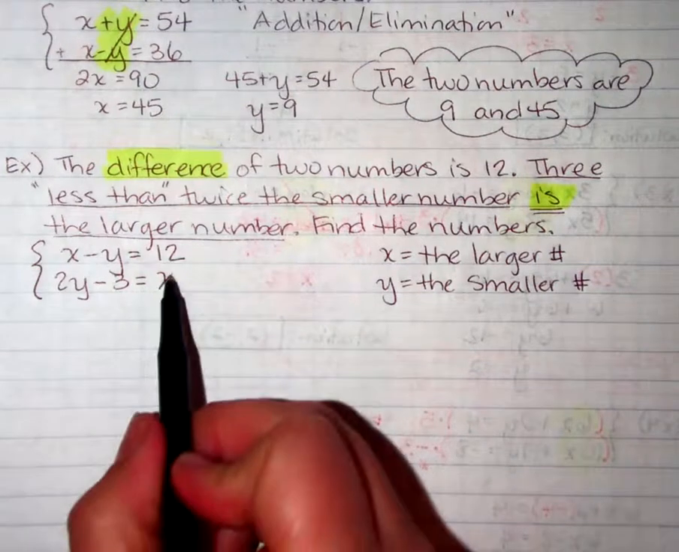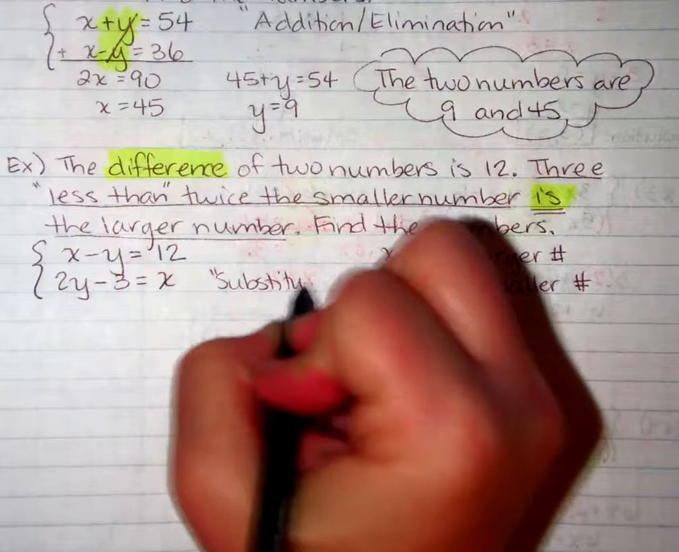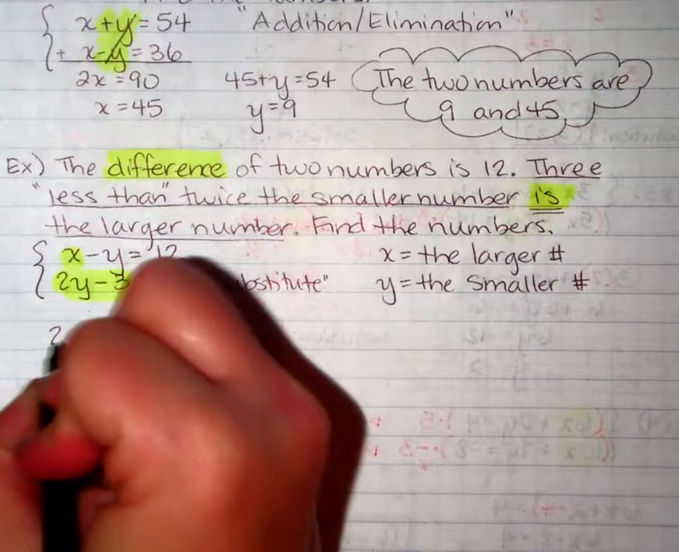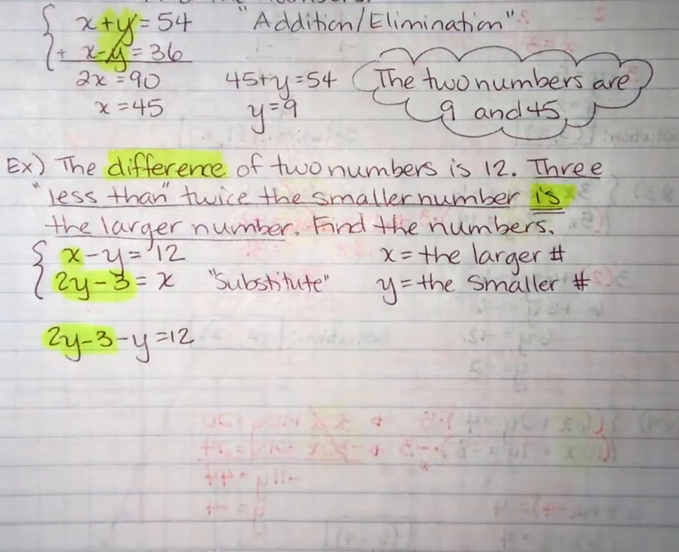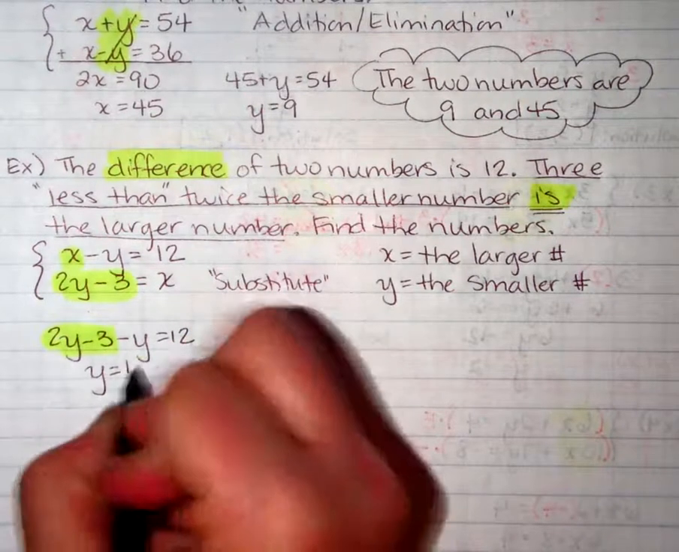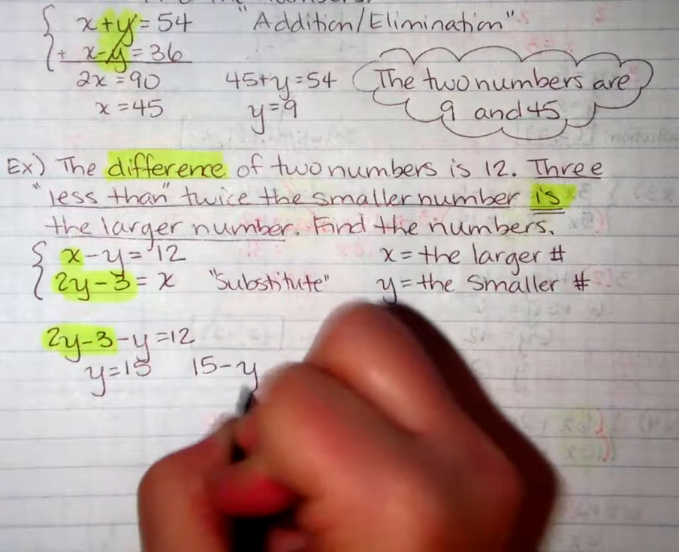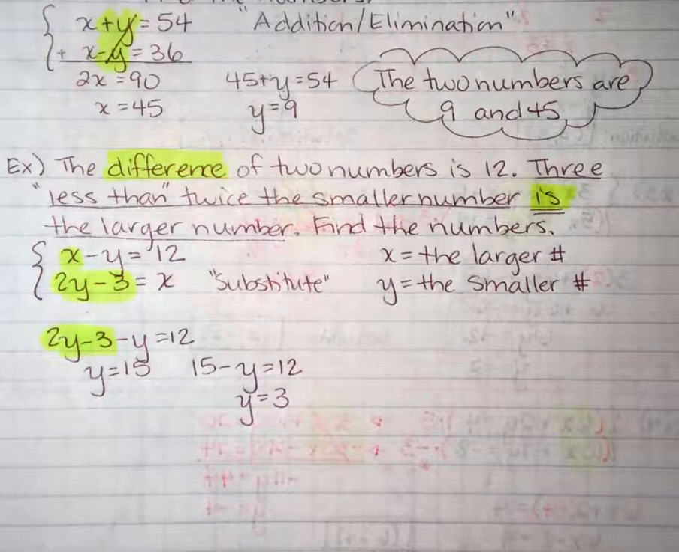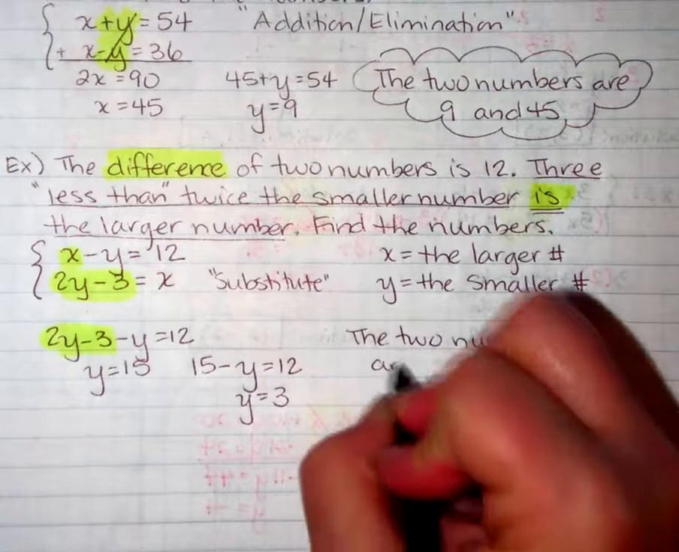And now in this case, because I see an equation that says x equals, I'm going to use my substitution method. I'm going to substitute all of this expression in for x. So that means that 2y minus 3 minus y equals 12. And again, this was my substitution of x. And when I combine my like terms, I get y equals 15. And then when I substitute back into the first, I get 15 minus a number equals 12. And I can just look to see what's going to happen here. I'm going to get y equals 3. So when I write my two numbers, the two numbers are 3 and 15.